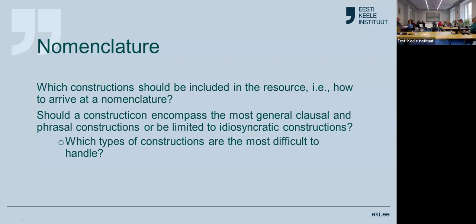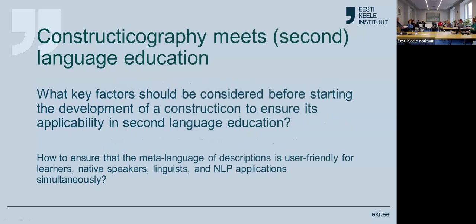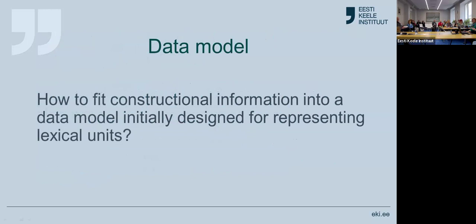Okay, but in this case, if that's too ambitious to describe, maybe we can leave this for a while and go to the data model question. So how to fit all this constructional information into a data model initially designed to represent lexical units. Maybe Arby, you can say some words. Yes, so our current idea is that we start from the corpus. We don't start from the abstract construction, but from the concrete realizations, and annotate them as belonging to one type or another, and then attach generalizations to those realizations. The realizations are basically head words in a dictionary, including very complex multi-word units, which may contain constructions of constructions.